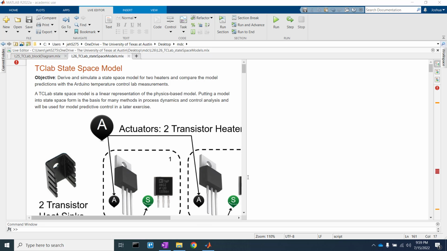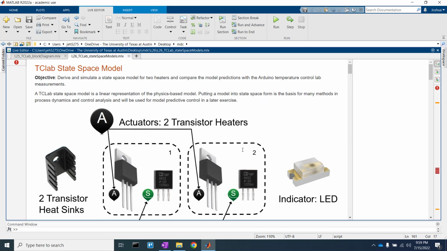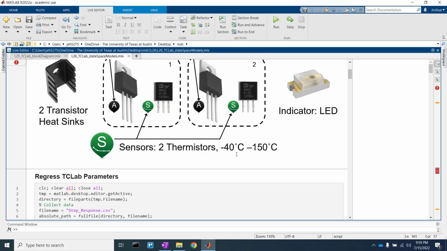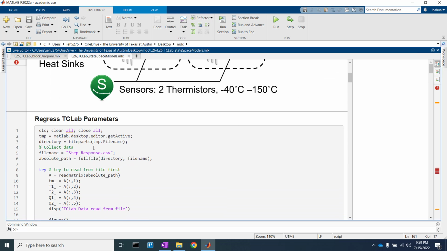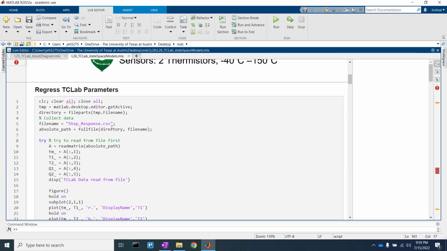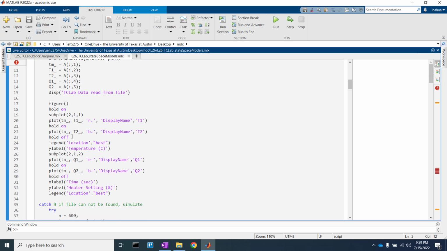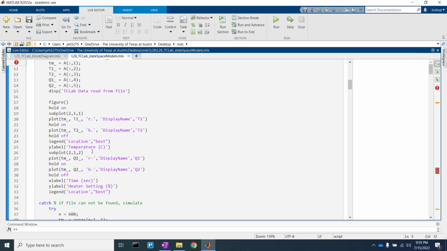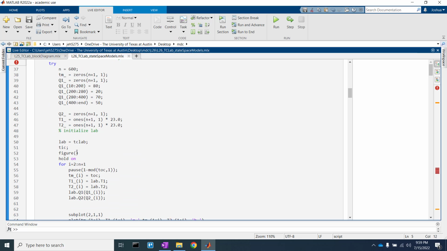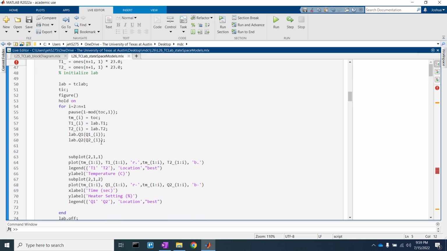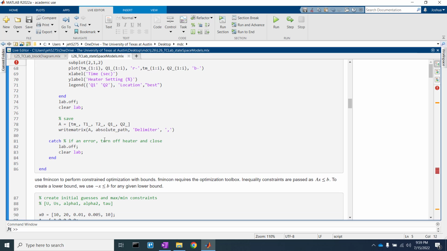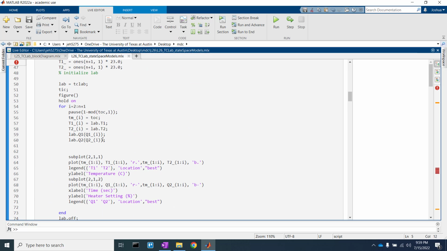Let's go ahead, let's get rid of this, and let's talk about our system. We're going to derive these matrices from first principles equations. So the first thing we'll do is regress our temperature control lab parameters. If we don't have this file, we're going to do a step response and regress the file. So we go through a similar thing we've done for a long time now. We do a step response, 10 minutes, and grab the data. Then we save it. We've got our time, temperature 1, temperature 2, Q1, Q2. Nothing fancy there.